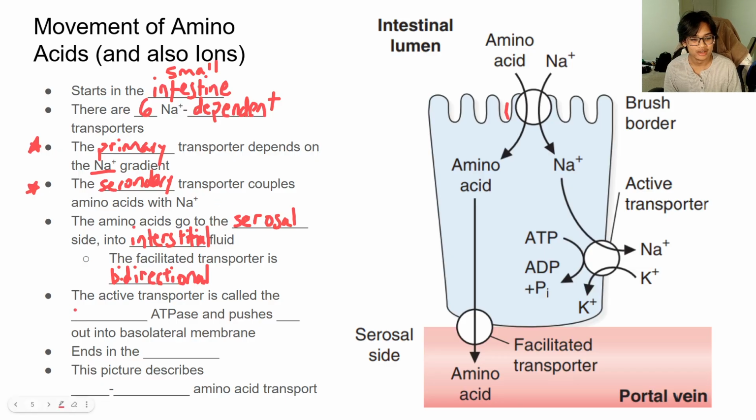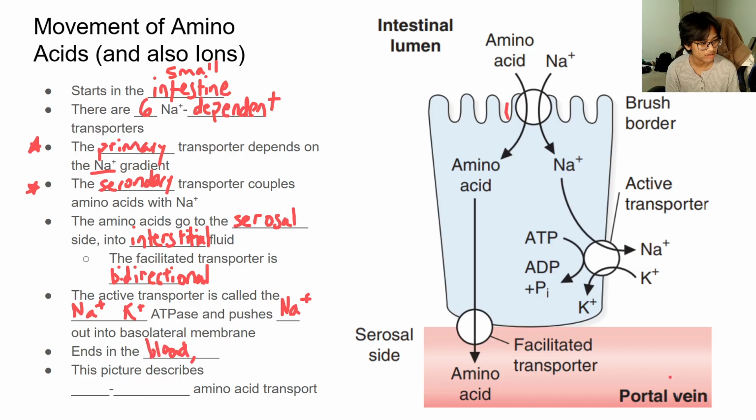So, moving on, the active transporter is called, I'm sure you can figure this out, sodium potassium ATPase, and it pushes sodium out into the basolateral membrane. This area is the basolateral membrane because we can tell that it's going outwards. That's where the sodium's going out and the potassium's going in. So it ends in the blood.